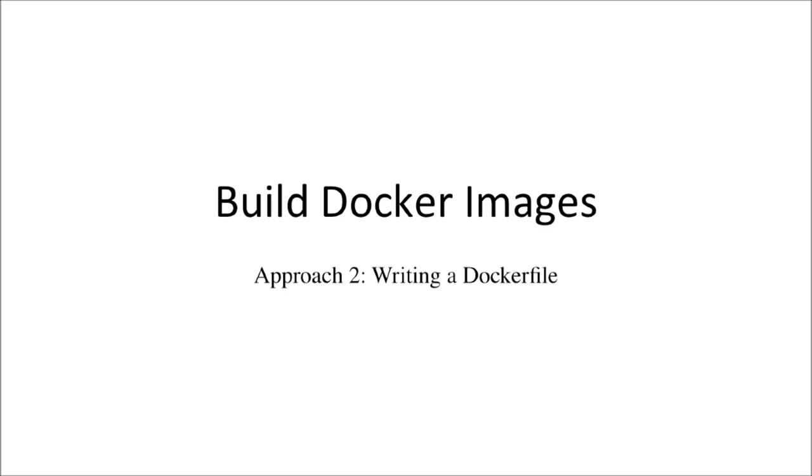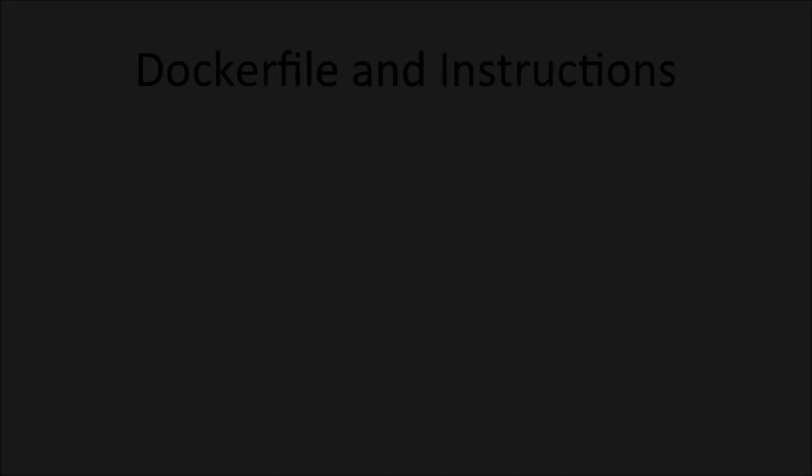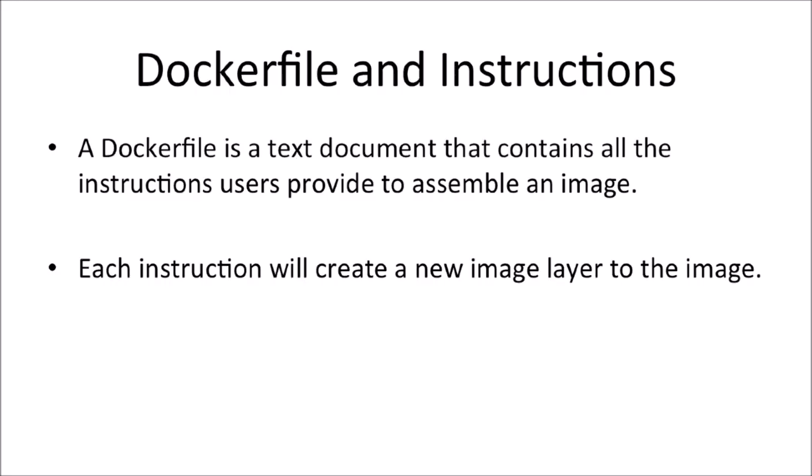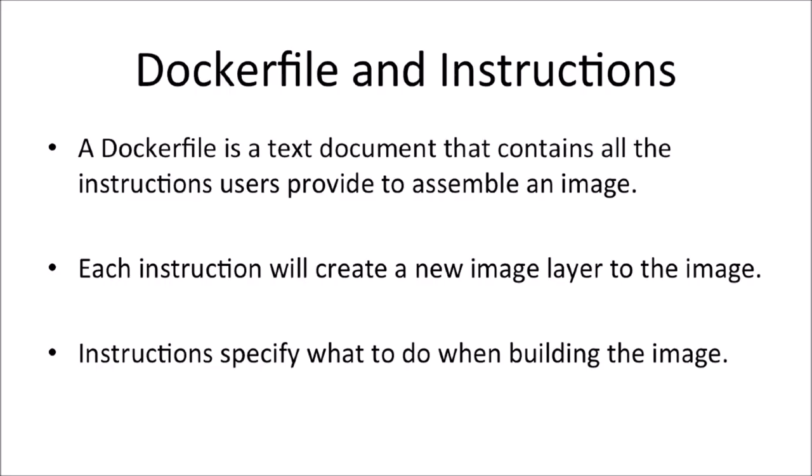In this lecture, we'll take a look at the second approach to build a Docker image, using Dockerfile. A Dockerfile is a text document that contains all the instructions users provide to assemble an image. What is an instruction? It can be, for example, installing a program, adding some source code, or specifying the command to run after the container starts up, and so on. Docker can build images automatically by reading instructions from a Dockerfile. Each instruction will create a new image layer to the image. Basically, instructions specify what to do when building the image.